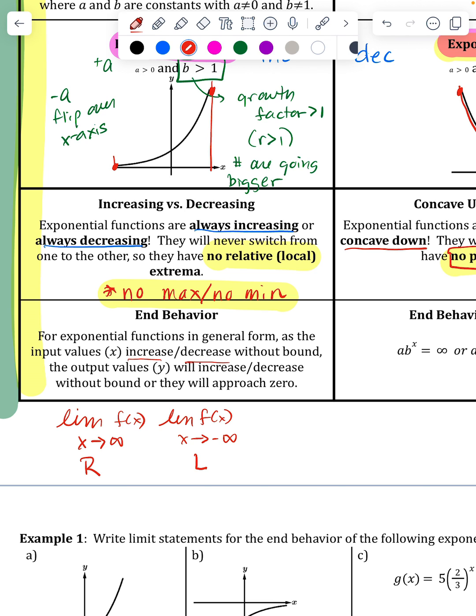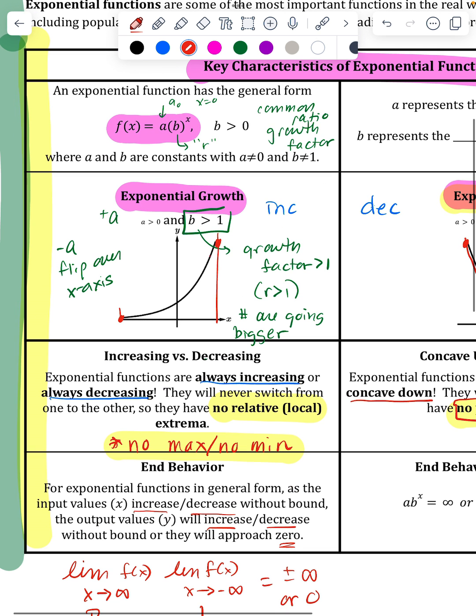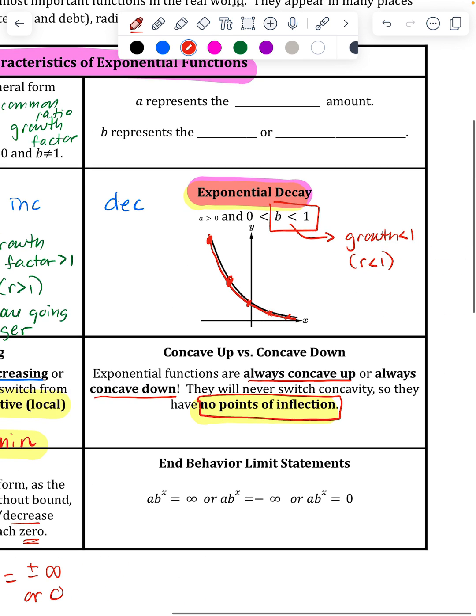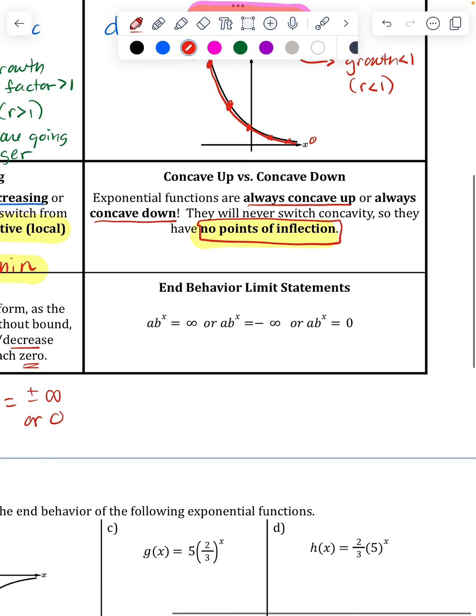The outcome values, meaning your y's or your limit answers, will either increase or decrease without bound, meaning your answers would be positive or negative infinity, or they will approach zero. So you don't have a lot of options with the end behavior. You can see from this graph, this is going up forever, this is approaching zero. Here, this is going up forever, this is approaching zero. If it was flipped over, it might be approaching negative infinity.